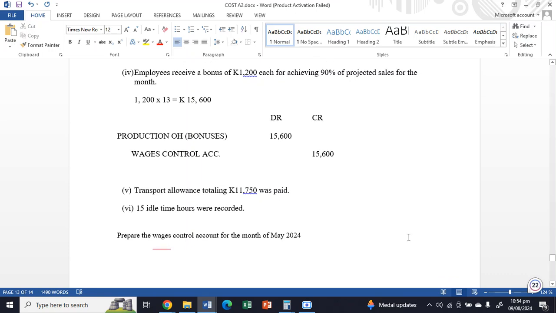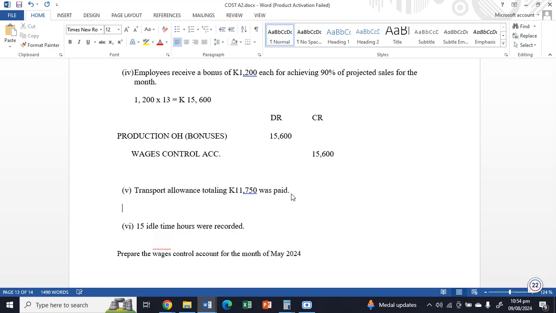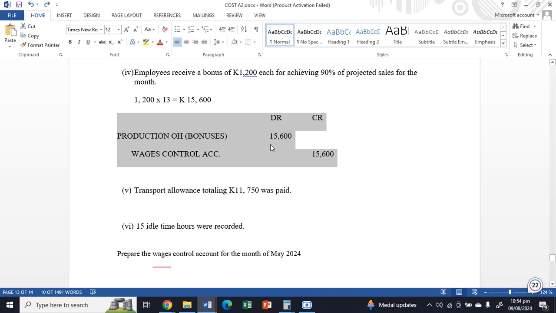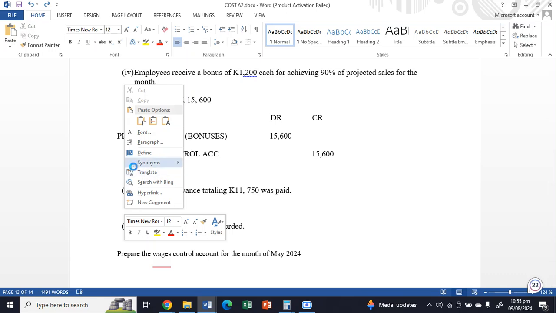Transport allowance of 11,750 was paid. Just enter the figure, yes.